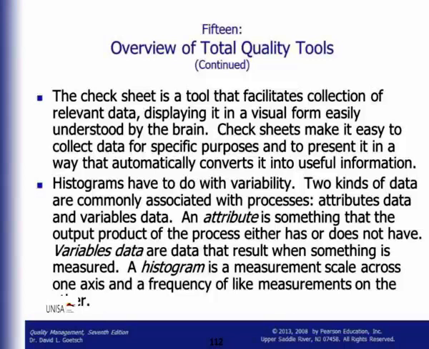Histograms have to do with variability. Two kinds of data are commonly associated with processes: attributes data and variables data. An attribute is something that the output product of the process either has or does not have. Variables data are data that result when something is measured. A histogram is a measurement scale across one axis and a frequency of like measurements on the other.